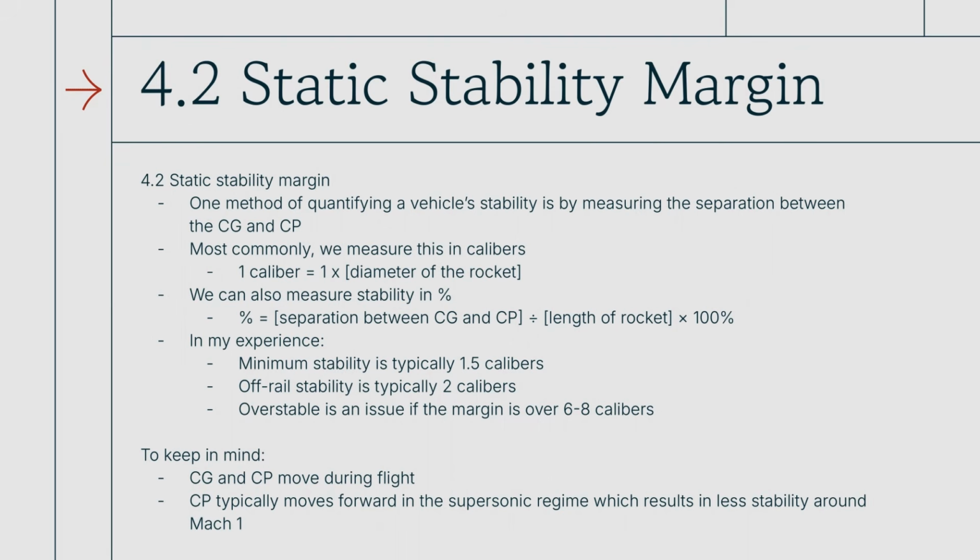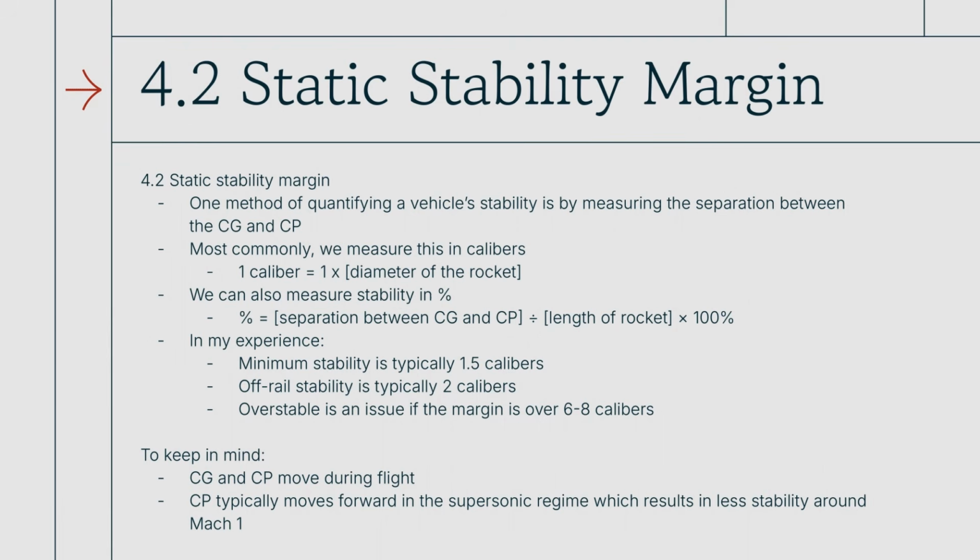We can also measure it as a percentage, basically. So if you take that separation divided by the length of the vehicle times 100%, you can also quantify your stability as a percentage. But, off the bat, in my experience, you want to make sure your minimum stability is always above 1.5 calibers. Almost every single competition will require this, and then your off-rail stability, basically your initial stability as you clear the rail, should be above 2.